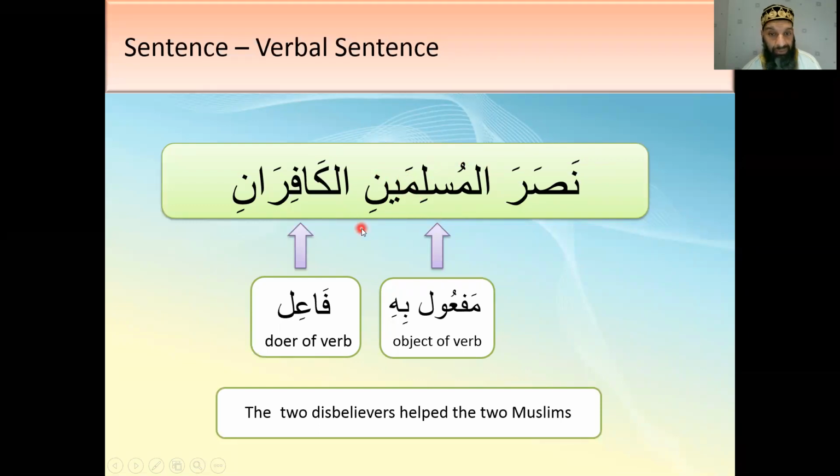al-Muslimaini. Maini is mansub or majroor, remember? But there's no majroorifying word. It's a verbal sentence, so this one is mansub. So the doer is always marfu. The thing the verb is done to is mansub. Right?